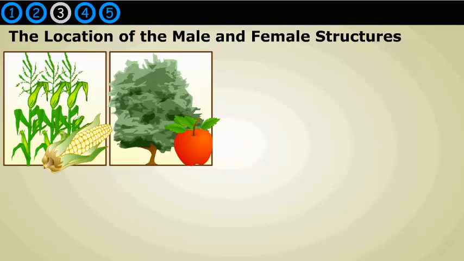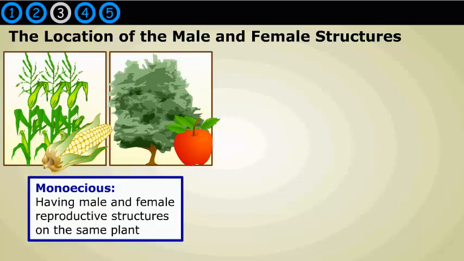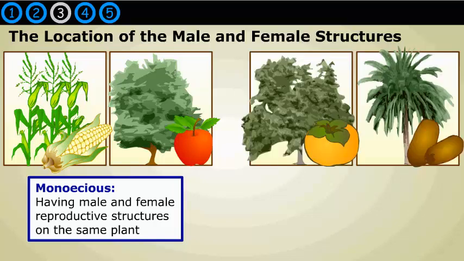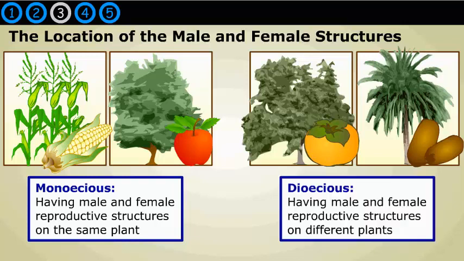When the male and female reproductive structures are found on the same plant, the plant species is said to be monoecious. Examples of monoecious species are corn plants, apple trees, and rose bushes. When the male and female reproductive structures are found on different plants, the species is said to be dioecious. Examples of dioecious plants include date palms, persimmon trees, and holly plants.